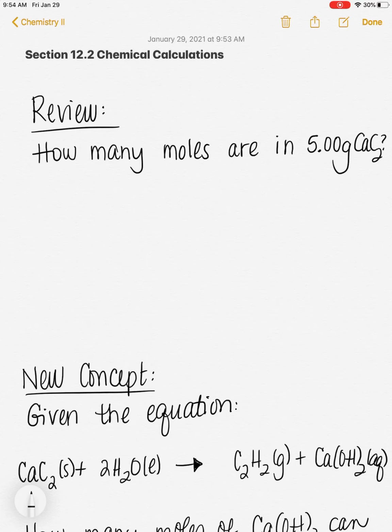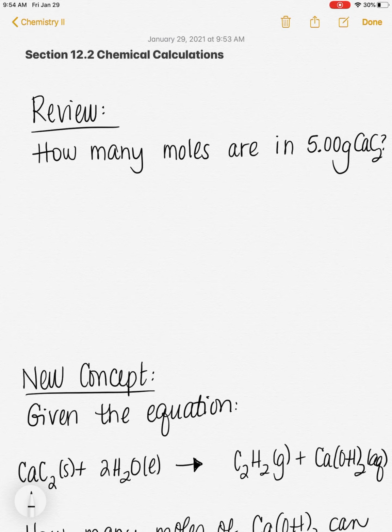Hello again. Today we are going to cover section 12.2, which discusses chemical calculations. Now, clearly, since this is calculations, you're going to want to make sure that you have a calculator with you, as well as the periodic table, because we will be working with molar masses and molar math.